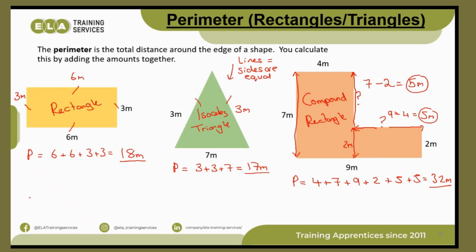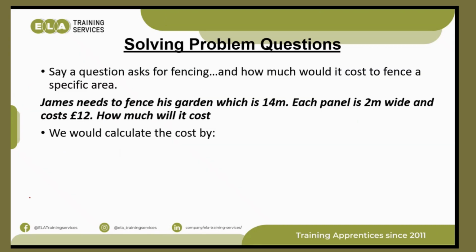Now, sometimes you might be presented with what we call problem questions. So say a question asks you for something around the outside of an object. We calculate, for example, things like fencing your garden or putting hedges around. So say a question said James needs to fence his garden, which is 14 meters. Each panel of fencing is 2 meters wide and costs £12. How much will it cost to fence the garden?